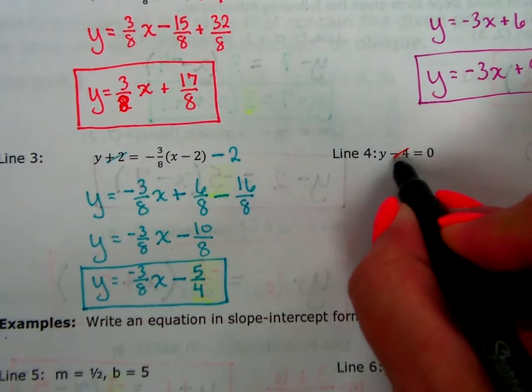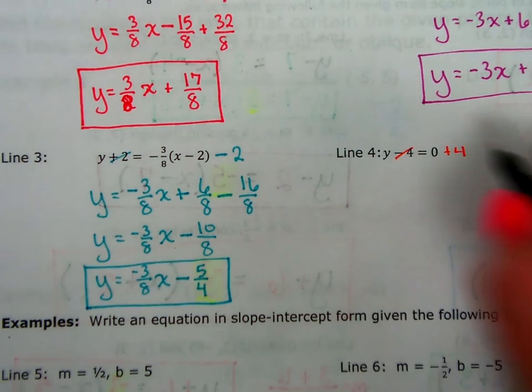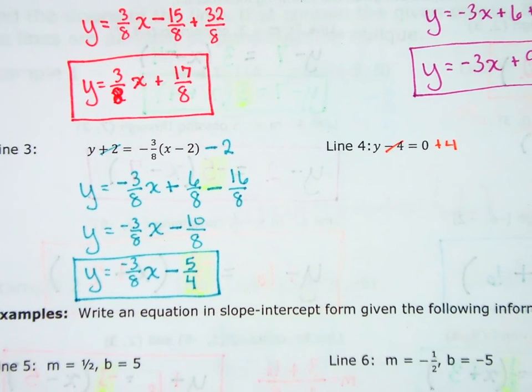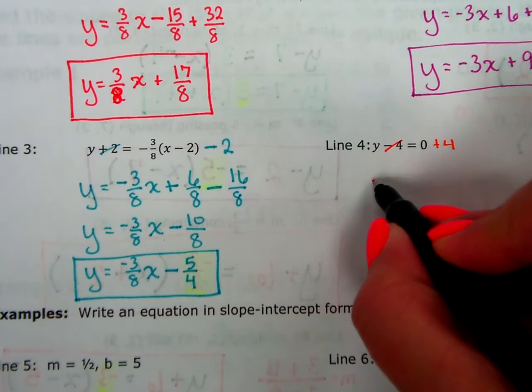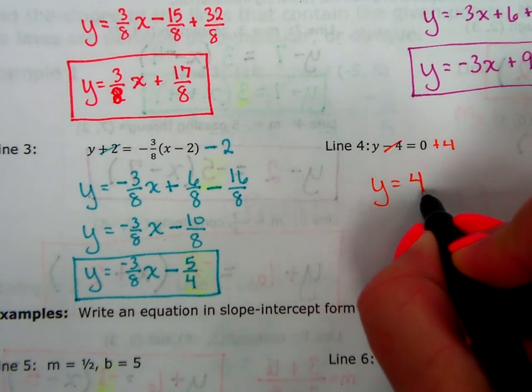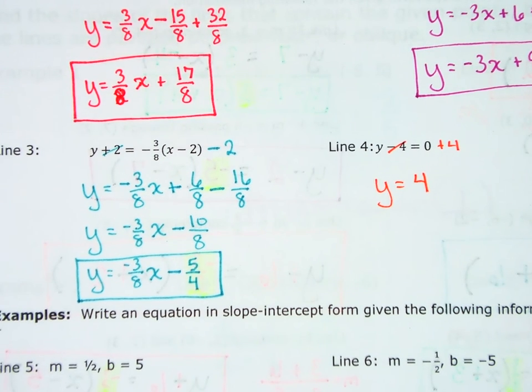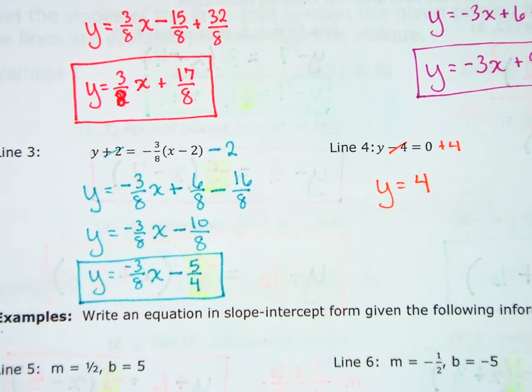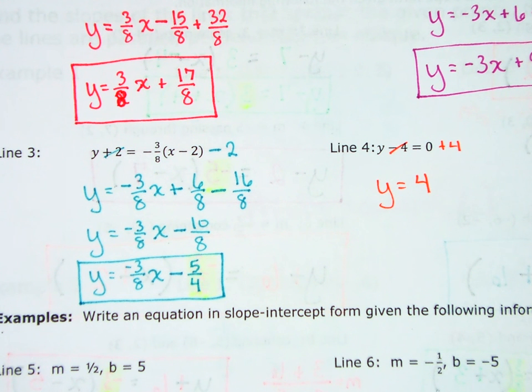All right, what am I going to do on number 4? I'm just going to add the 4 to both sides. I don't have parentheses to get rid of, so I'm just going to do y equals 4. Is that a vertical or a horizontal line? I don't see a slope. Horizontal. What is a vertical line?